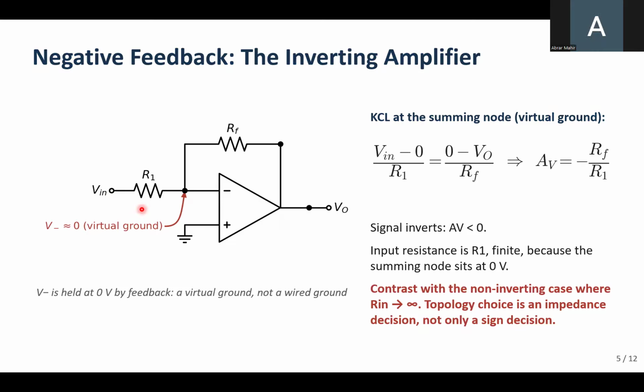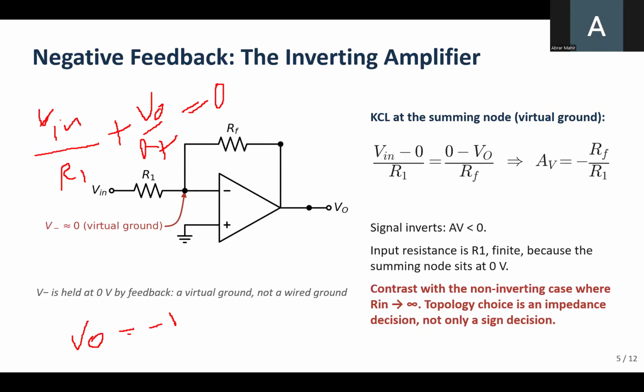And since no current can enter this input terminal, as I've mentioned, the input resistance is very high. So all the currents will flow through the feedback resistor to the output terminal. If we apply Kirchhoff's current law, it gives us something like this: Vn divided by R1 plus V naught divided by Rf equals 0. And therefore, V naught equals minus Rf by R1 into Vn.